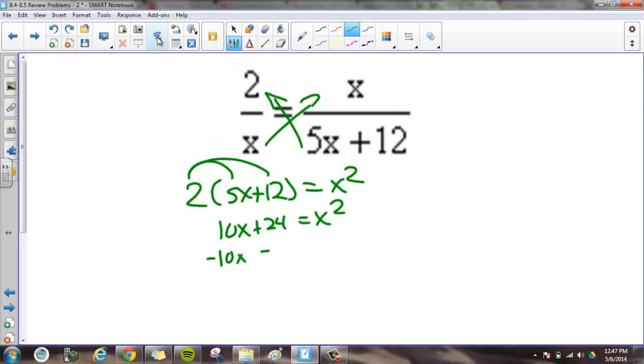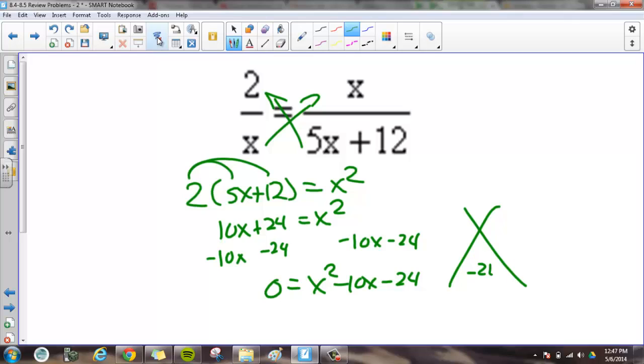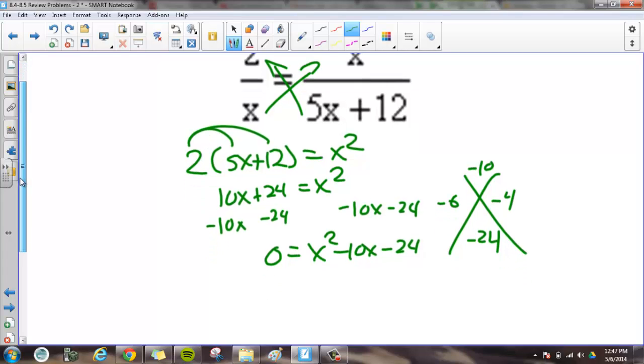This is really, if we bring that 2 in there and there, we get 10x plus 24 is equal to x squared. Okay, I'm going to subtract 10x on both sides, and subtract 24. And I get 0 is equal to x squared minus 10x minus 24. So what times what is -24 that adds together to be -10? 6 and 4, both are negative ones.